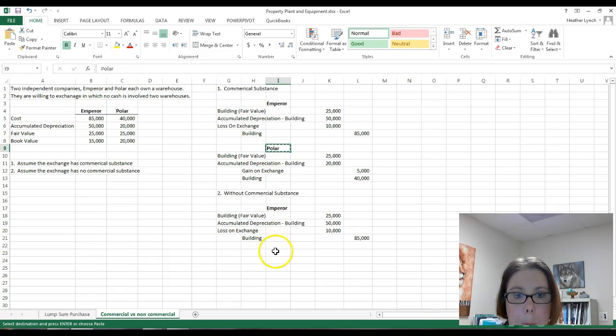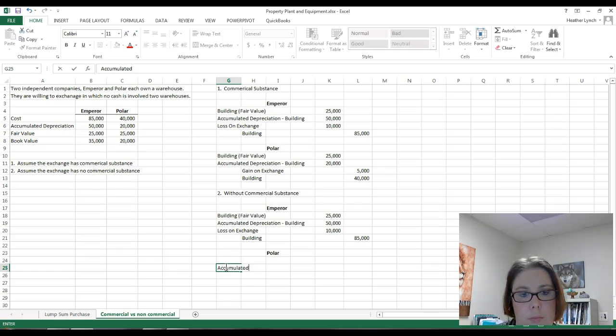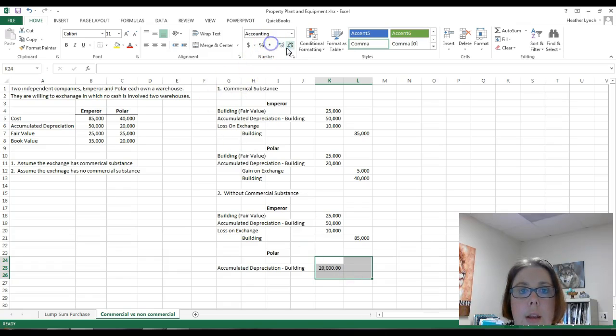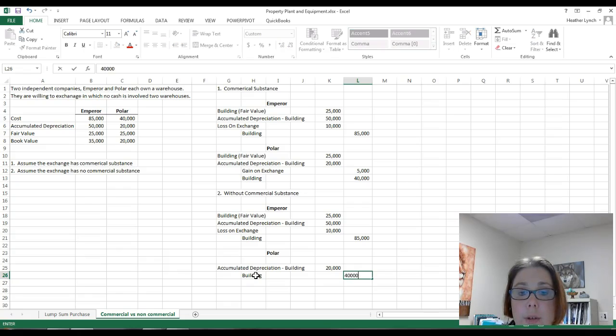Now let's look at Polar. So when you're looking at without commercial substance, if it's without commercial substance, you cannot report a gain. And remember, he had a gain on exchange of $5,000. So what we're going to do, let's not touch that building yet, but let's do the accumulated depreciation of the building. That doesn't change. That's still the 20,000 because you're writing off that on your books. So we're going to still get rid of our building. That hasn't changed. That was a cost of $40,000.